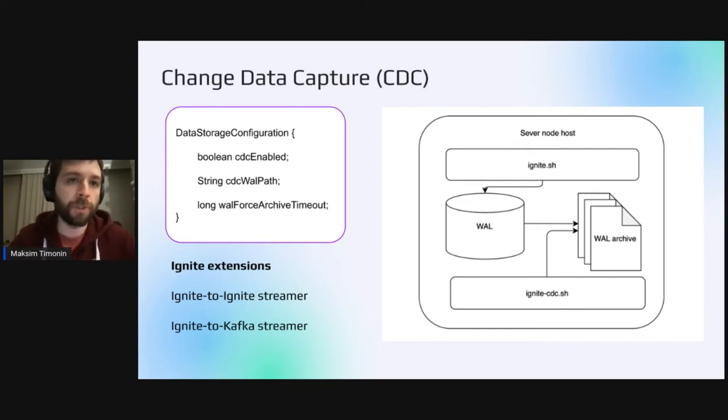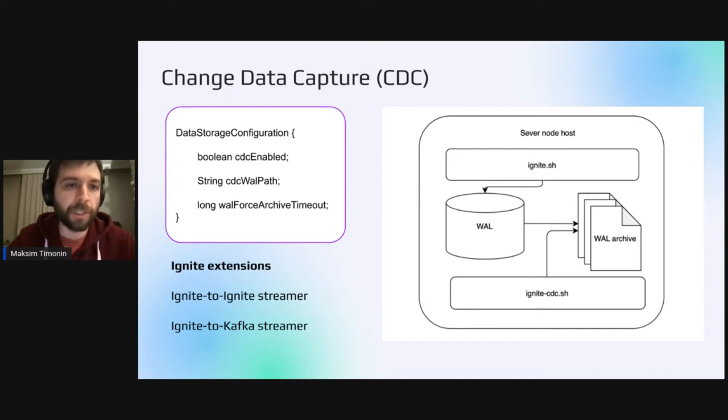The limitation of this feature in this version is that it works only for caches with an enabled persistence layer. It's because Ignite CDC consumes write-ahead logs that Ignite writes for every change of the data you make. So the process is pretty simple. You make some change, Ignite writes it to the write-ahead log, and Ignite CDC consumes this and streams these changes to an external system.